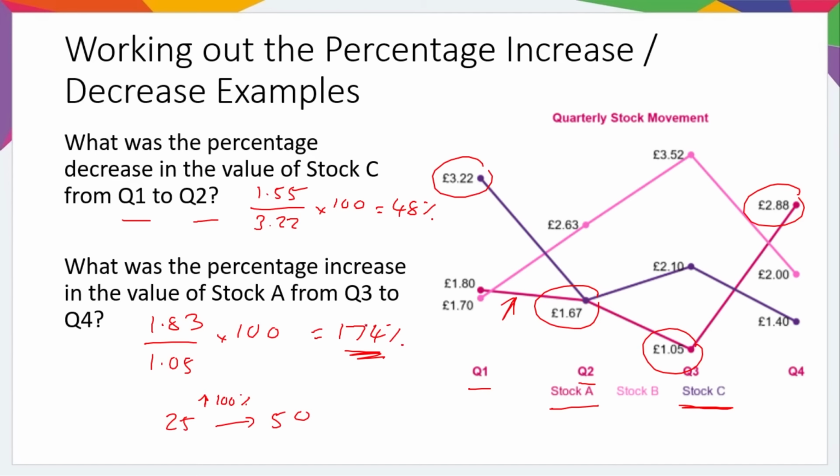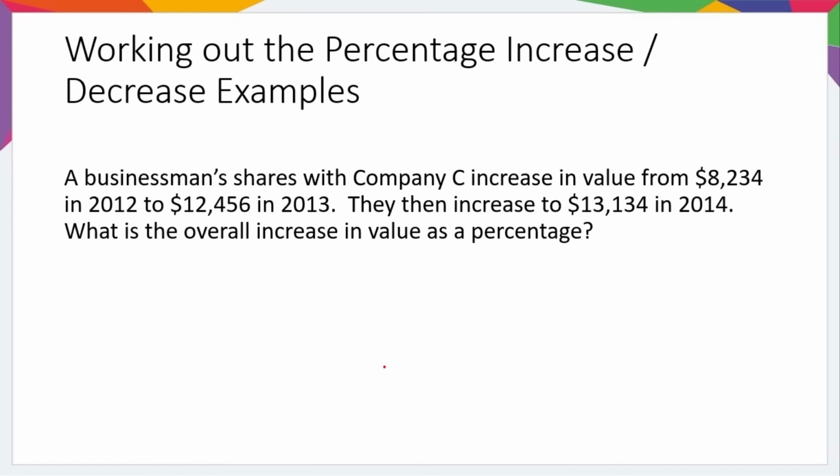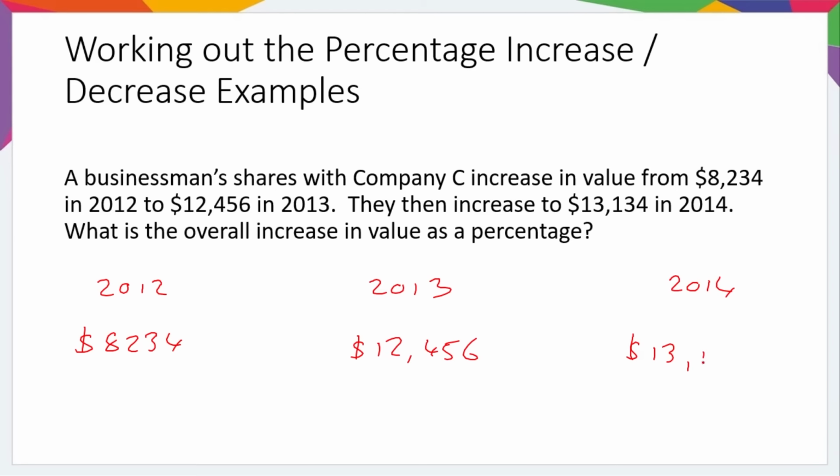here. So for a percentage increase, the percentage figure can literally be any value at all. So don't be alarmed if it's more than 100%. Let's take a look at this final question on percentage increases and decreases. So we've been told that the 2012 value was 8,234. 2013, it's gone up to 12,456. And then in 2014, it's gone up again to 13,134.